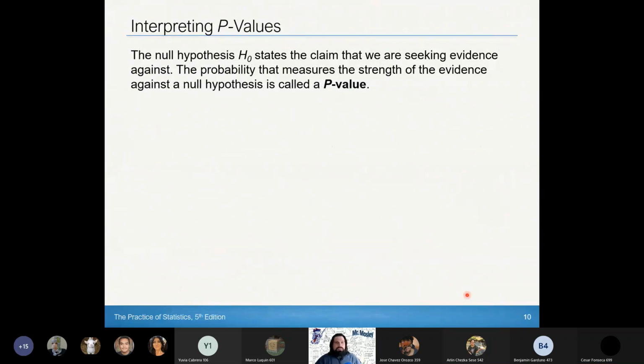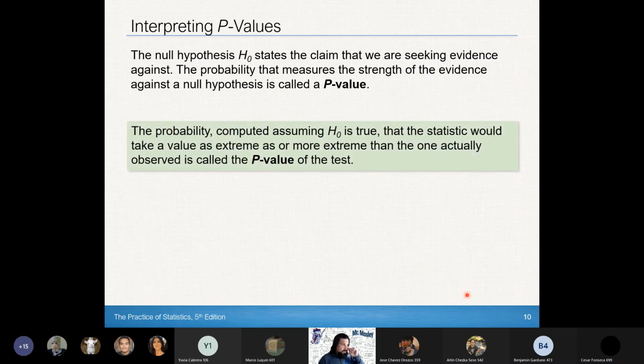So the null hypothesis H naught states the claim that we are seeking evidence against. Essentially, we're seeking evidence against the free throw percentage of 80%. The probability that measures the strength of the evidence against a null hypothesis is called a p-value. The probability, computed assuming H naught is true, which is how we calculated that 3 out of 400 for our basketball shooter, that the statistic would take a value as extreme as or more extreme than the one actually observed is called the p-value of the test.